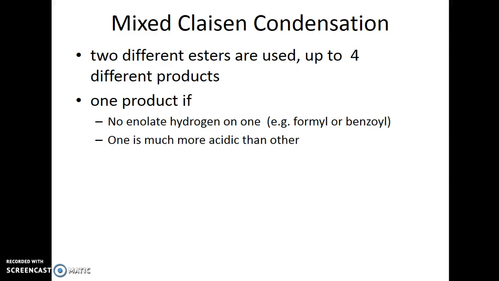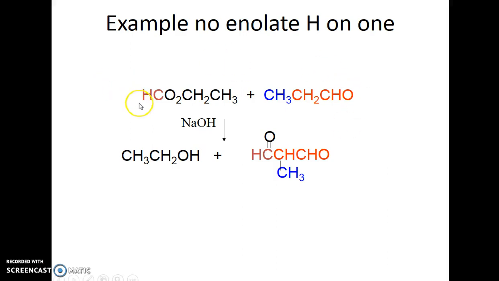You can have a mixed Claisen condensation. If you have two different esters, you can have up to 4 products formed, just like we had with the aldol condensation. But you can have only one product if there's no enolate hydrogen on one, for instance, that it's formyl or benzoyl, and so it can't be doing the nucleophilic attack, or you have one much more acidic than the other. Just the same qualifications as what we had with the aldol condensation. Here's an example. This cannot form an enolate, so this must be the nucleophile. What's going to be nucleophilic? This carbon is going to be deprotonated, and it's going to attack this carbon. So the alcohol portion gets cut off, and this gets tacked onto the alpha portion. Notice the ethanol's gone.